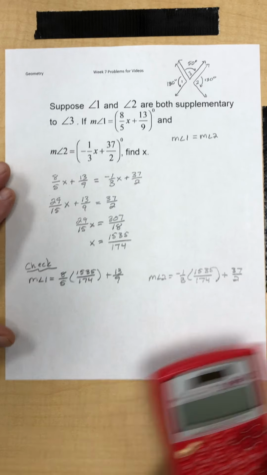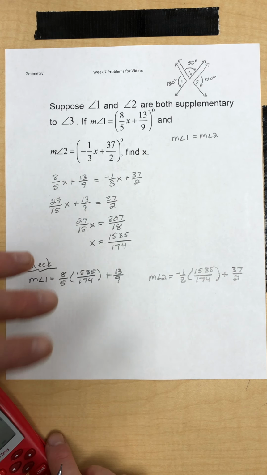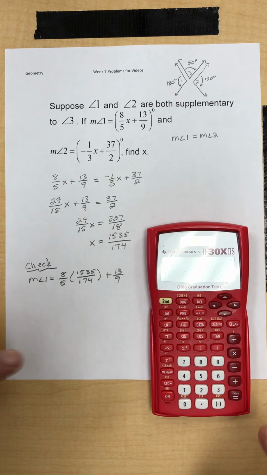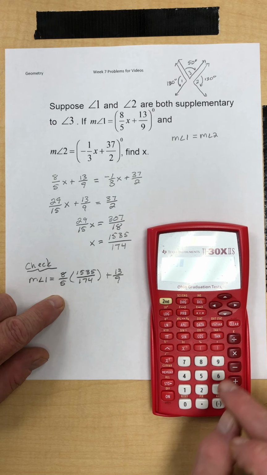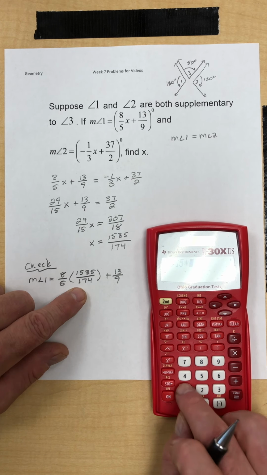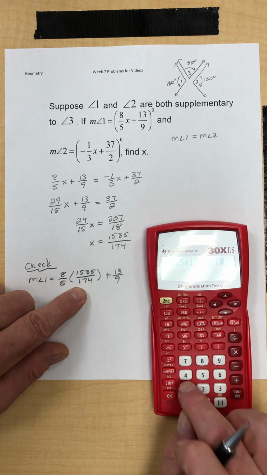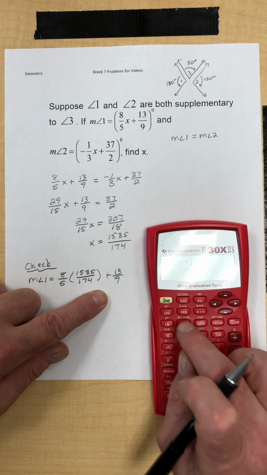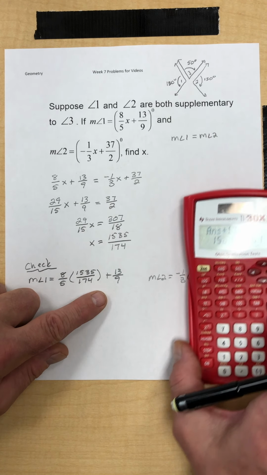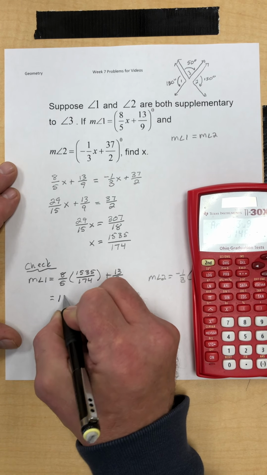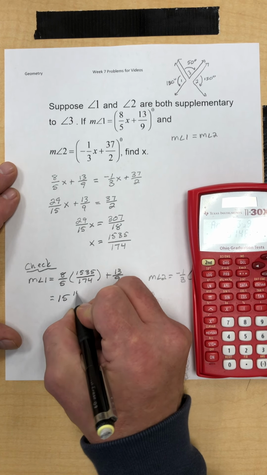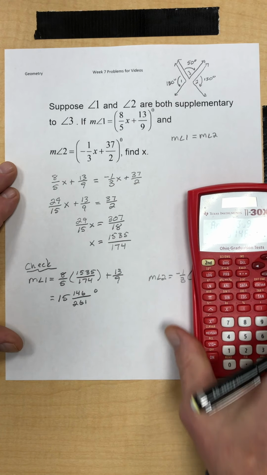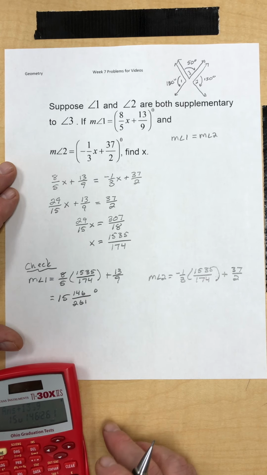Now my guess is that we're probably not going to get angle measures that come out to integers. They're going to come out to some sort of fraction, mixed number, whatever. So let's just take them one at a time. So we go 8/5 times 1535/174, enter, and then plus 13/9. Right here I am getting 15 and 146/261. So something between 15 and 16 degrees.